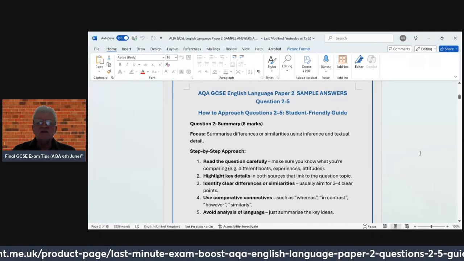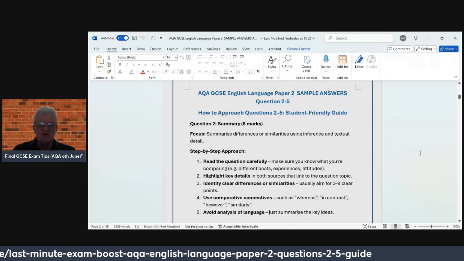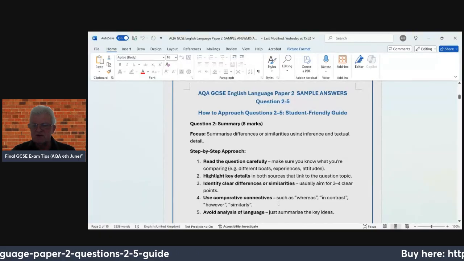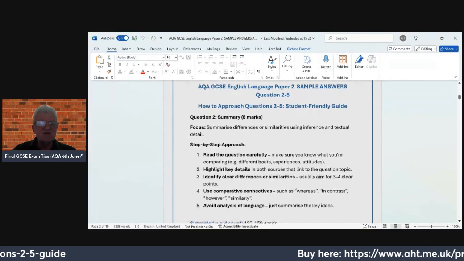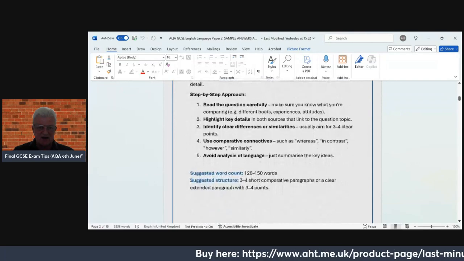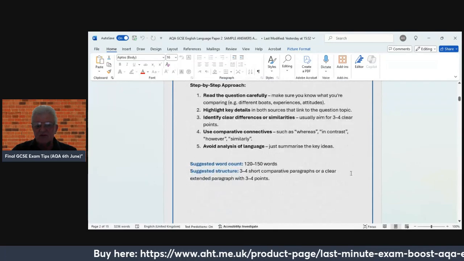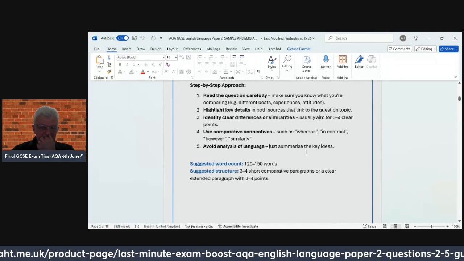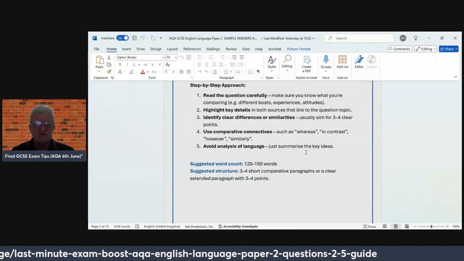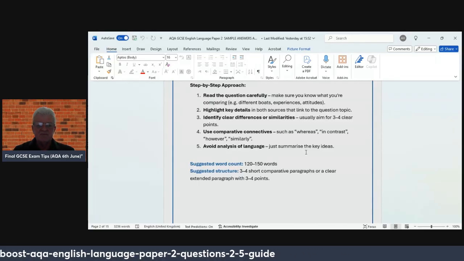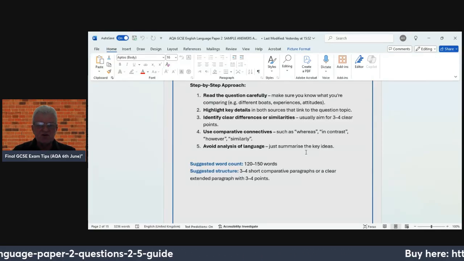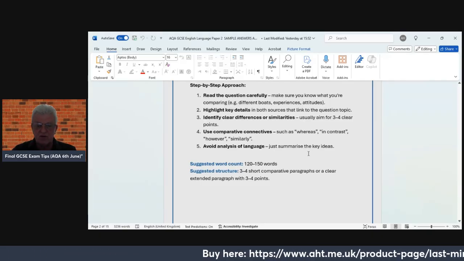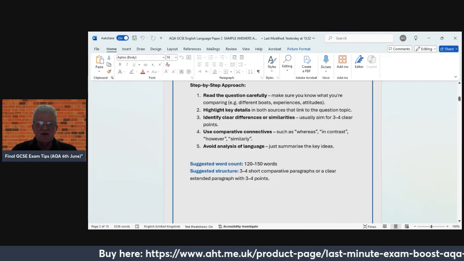I suggested the way you write and structure your answers. Use comparative connectives such as whereas, in contrast, however, similarly. Avoid analysis of language, so don't start analyzing the language. The suggested word count for question 2 is between 120 and 150 words. Bearing in mind that this is only 8 marks, you would want to only spend about 10 minutes. Suggested structure: 3 to 4 short comparative paragraphs or a clear extended paragraph with 3 to 4 points. So that's question 2.